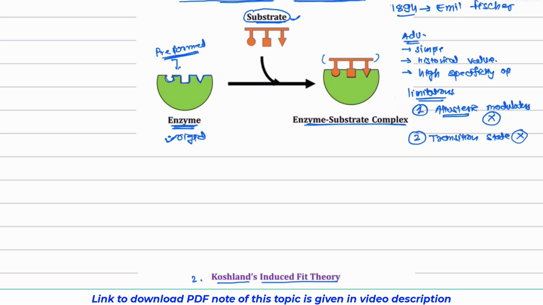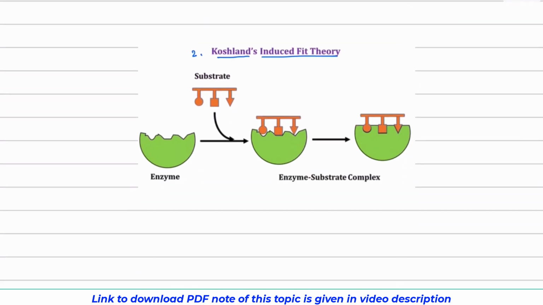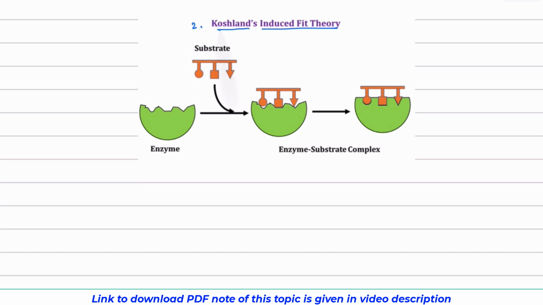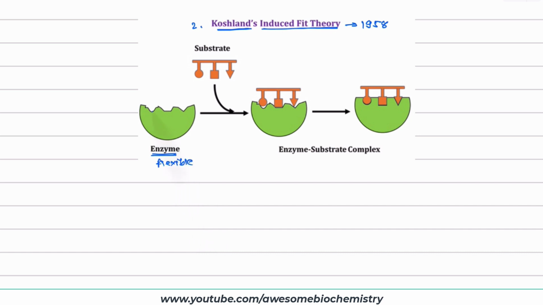Okay. Now to address this limitation, a second theory was introduced by the scientist named Koshland, and this is Koshland's induced fit theory. It was introduced in the year 1958. According to this theory, the enzyme is not rigid, rather the enzyme is flexible. And as you can see, its active site is not fully preformed, rather the active site is partially formed.